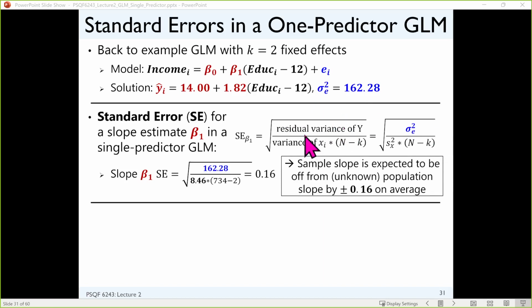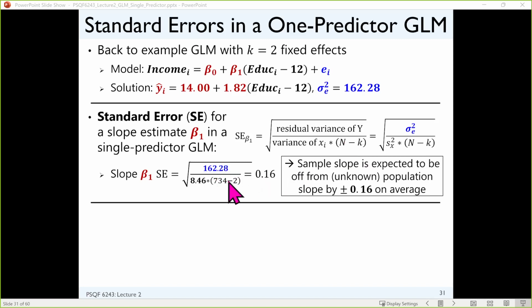The formula is the residual variance of Y, so the variability of the E's that are left across people, divided by the variance of the X that the slope is for, because you have to take into account scale, right? Like 1.8 as a slope only has meaning in the context of years of education and $1,000 of outcome. So we got to know the variance of X in the same way that we got to know the variance of Y. And then it also wants to know our sample size minus the number of fixed effects.